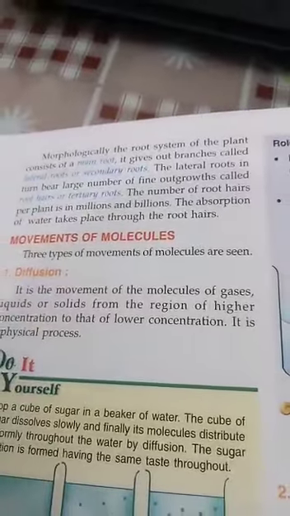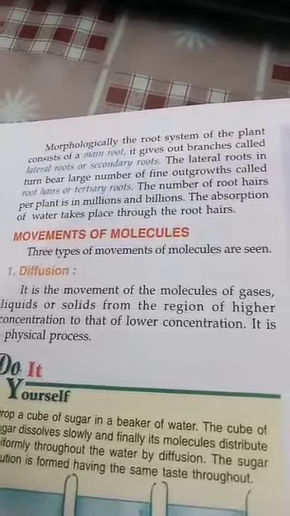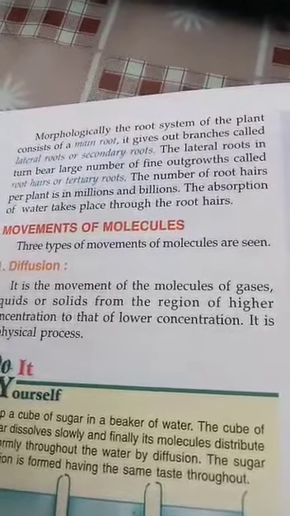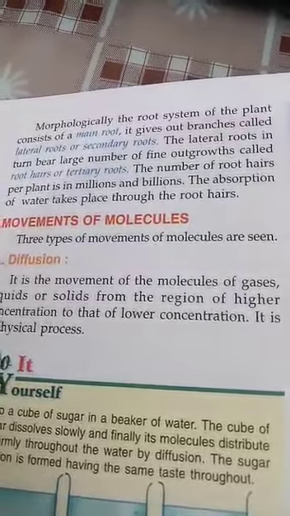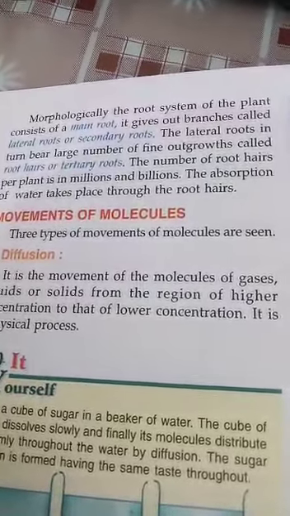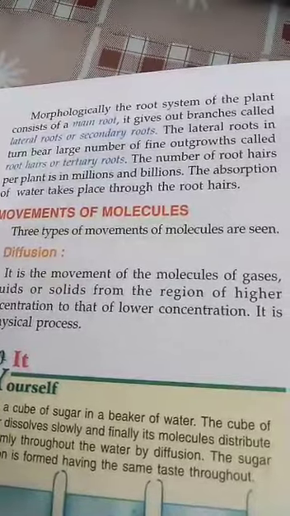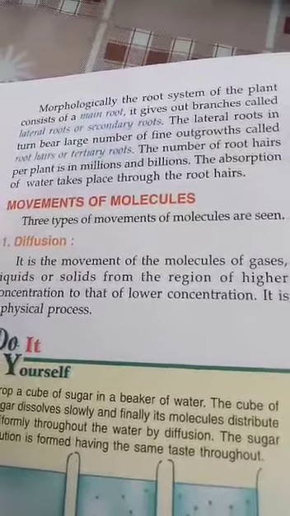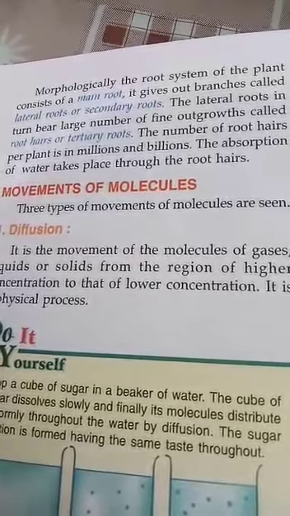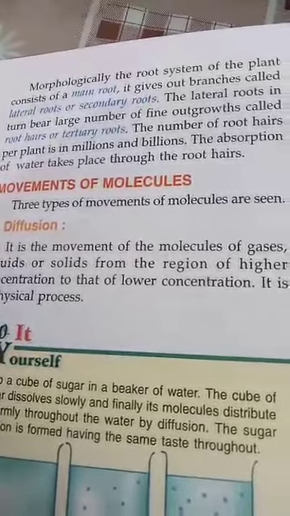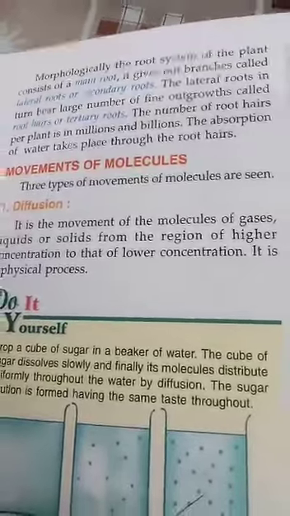Morphologically, the root system of the plant consists of the main root. First we have the main root, and their branches are called lateral roots or secondary roots. The lateral roots have large numbers of root hairs. And what is the function of root hairs? The root hairs absorb water from the ground, and that water is taken up to every part of the plant.